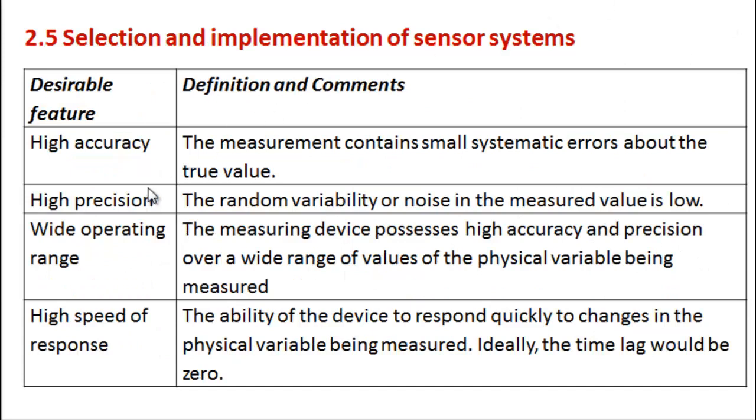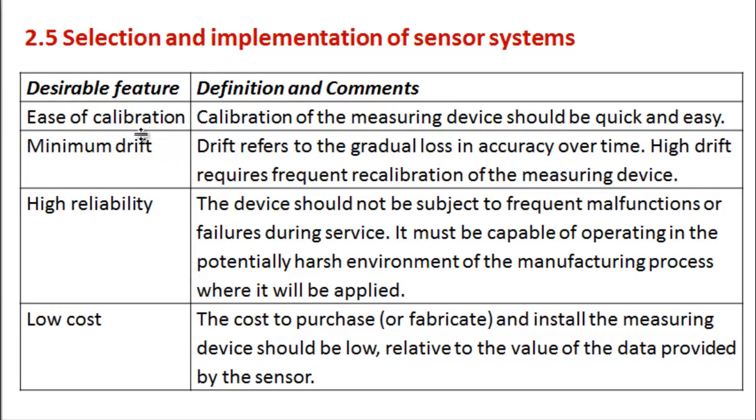So what are the desirable features? That means, what is expected? The expected is that you should have high accuracy, high precision. Precision is again resolution based. Wide operating range, that means the range of values, the lower and the maximum range, should be wide. Obviously that talks about linearity also. High speed of response is something that is desired, that the sensor should have a good speed of response. Then it should be very easily calibrated.